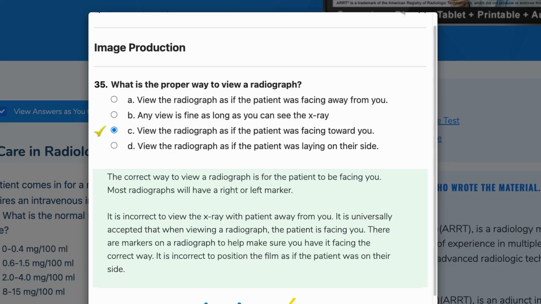The correct way to view a radiograph is for the patient to be facing you. Most radiographs will have a right or left marker. It is incorrect to view the X-ray with the patient away from you. It is universally accepted that when viewing a radiograph, the patient is facing you. There are markers on a radiograph to help make sure you have it facing the correct way. It is incorrect to position the film as if the patient was on their side.